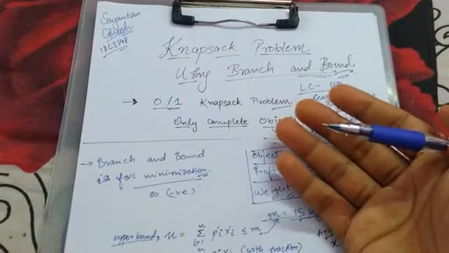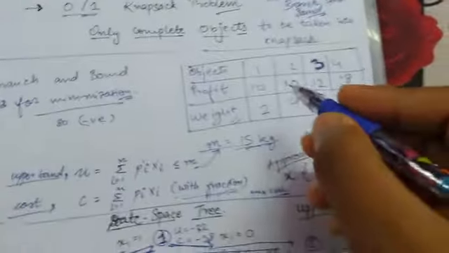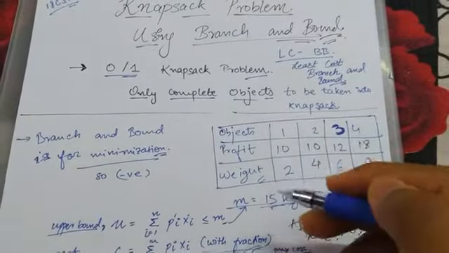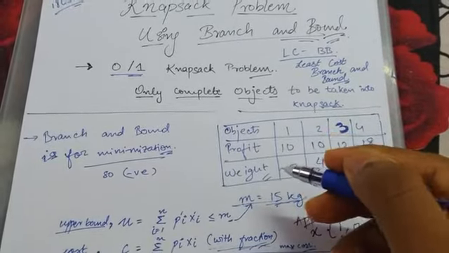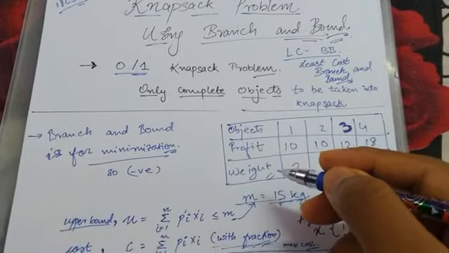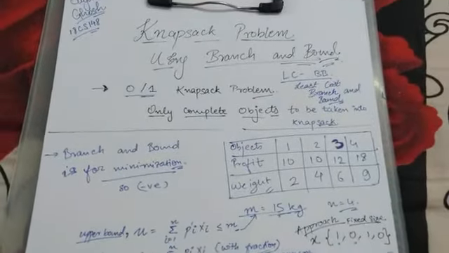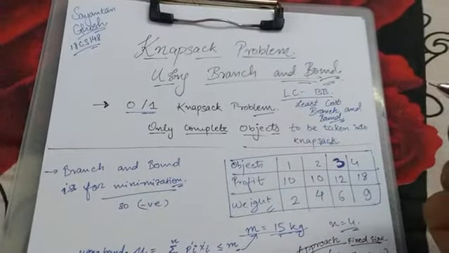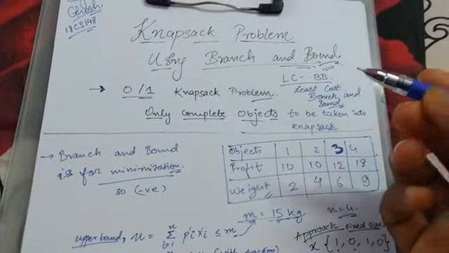The knapsack problem is where we have some objects, with some profits attached to them, and some weight also. We have to put the objects into a bag so that we can maximize the profit and not exceed the weight limit. So, it is a maximization problem, and we have to use the branch and bound method, which is a minimization method, so we have to negate all the values so that we get a maximization problem.